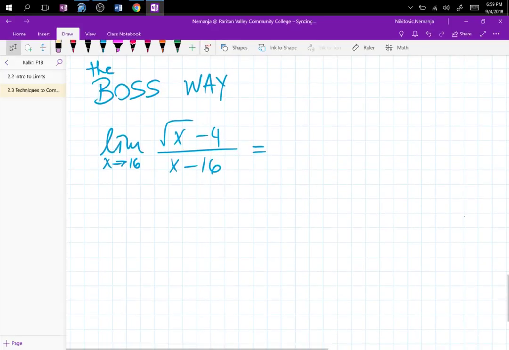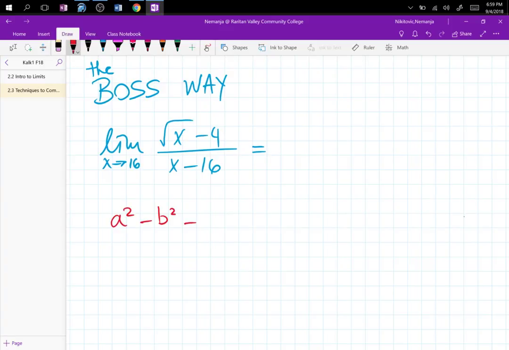Same problem. I want to do this problem differently now, and I call this the boss way. Hopefully we all agree that a squared minus b squared is equal to a minus b times a plus b. This is one of the basic formulas in algebra.